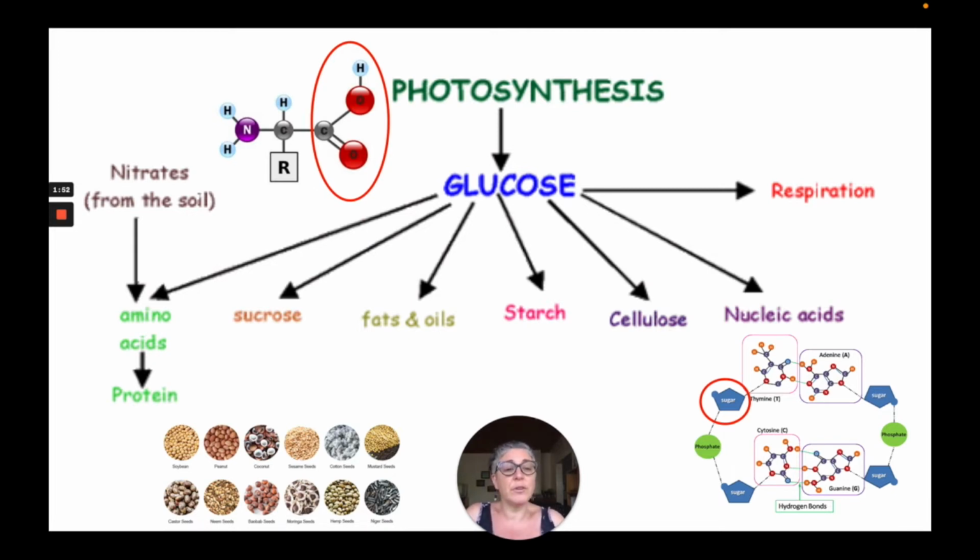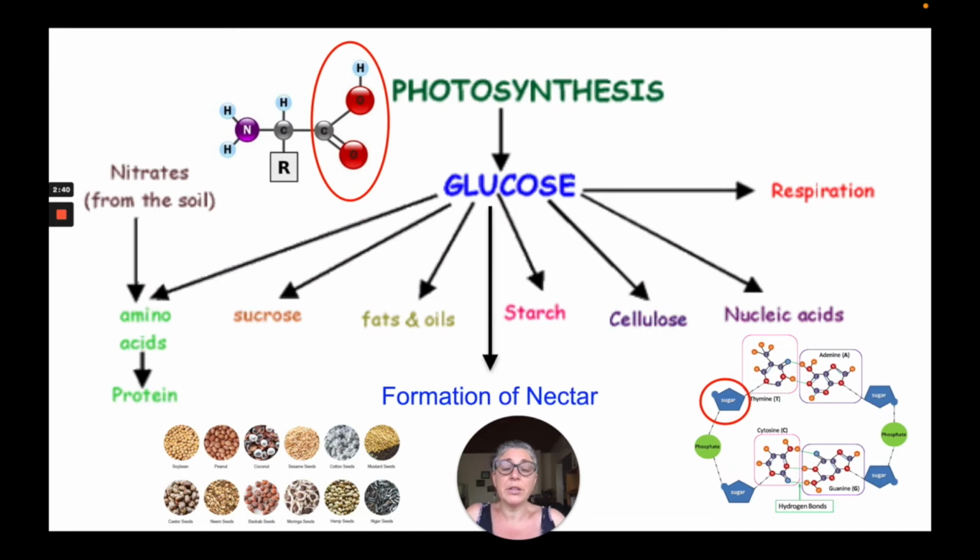And then finally, we have nucleic acids. Now, nucleic acids are going to form DNA molecules, and DNA molecules are found in the nucleus of every cell in the organism. And so one of the components of the DNA molecule is a sugar. And so the glucose molecule is going to be able to provide the chemical components for that 5-carbon sugar that forms part of the structure of the sides of the DNA molecule, which you are already familiar with since we covered that in biological molecules in a previous unit.